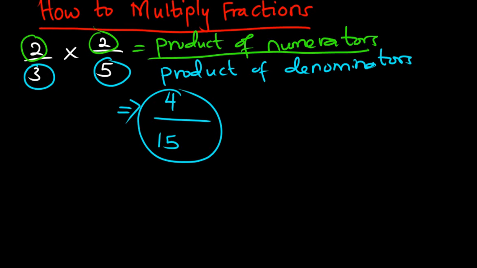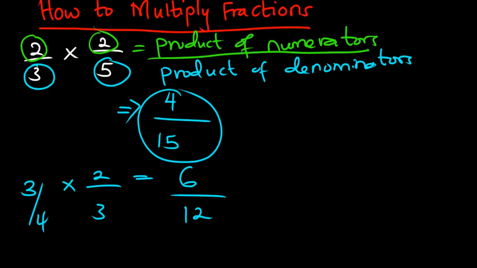Let's look at another one. So let's have 3/4 being multiplied by 2/3. Okay, so let's multiply the numerators. So it's 3 by 2, it's going to be 6, and then we multiply the denominators, it's 4 by 3, it's 12. Okay, so we have 6 out of 12, but we can simplify this further, and 6 out of 12 is the same as a half. Okay, so that's the final answer. So you can see it's not difficult.